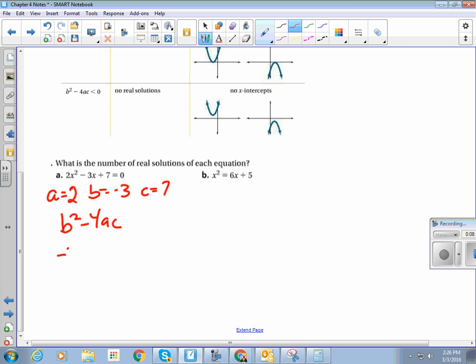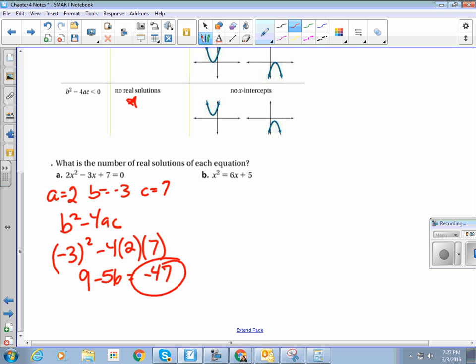So it's going to be negative 3. Please, when you have a negative, put it in parentheses before you square it. That'll keep your signs correct, so your answer is correct. Negative 3 squared is 9. Minus 4 times 2 is 8. 8 times 7 is 56. 9 minus 56 is negative 47. So our discriminant is less than 0, so we have no solutions.